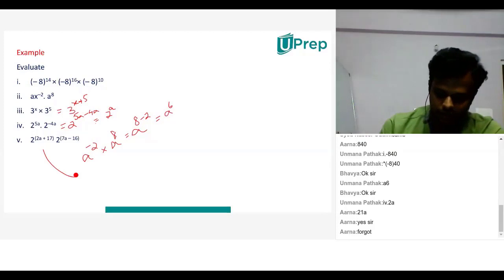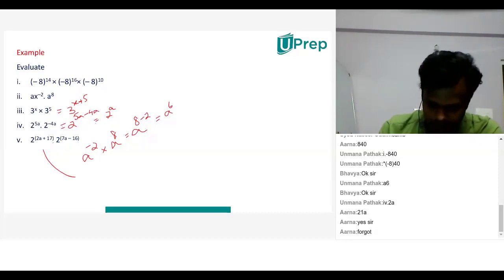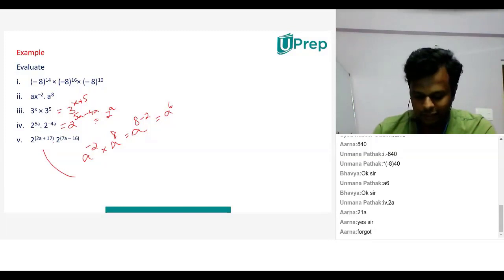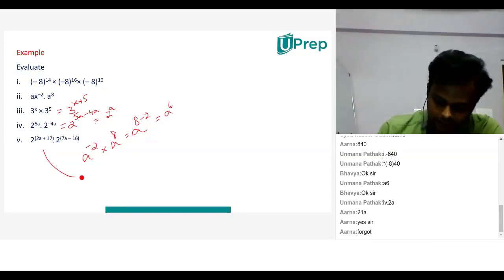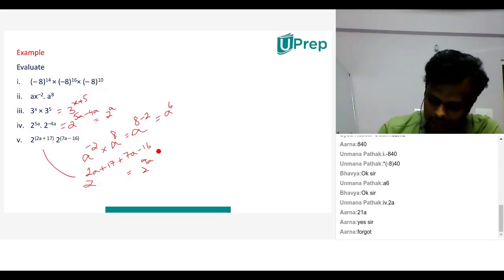And children, what about the last one? Here it means multiplication. There is a dot, actually they have not put a dot here, but you have a dot here. So 2 to the power 2a plus 17 into 2 to the power 7a minus 16. So that will be what, children? 2 to the power 2a plus 17 plus 7a minus 16. So that will be 2 to the power 9a, because 2a plus 7a is 9a. 17 minus 16 is plus 1.